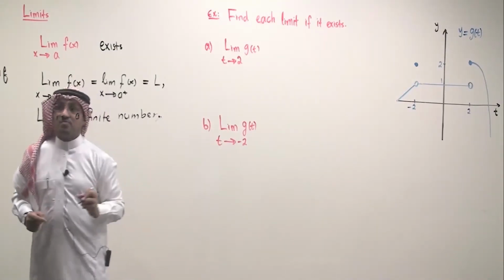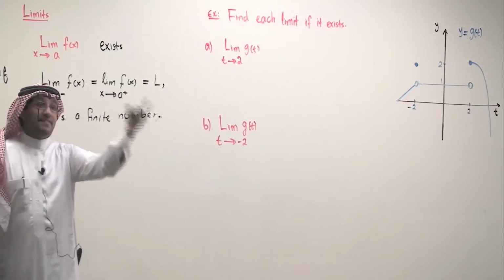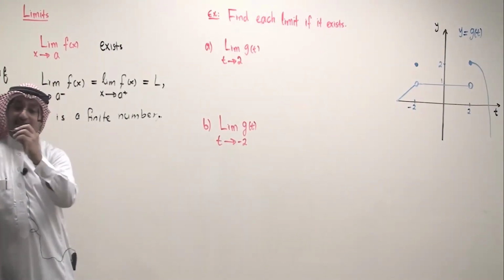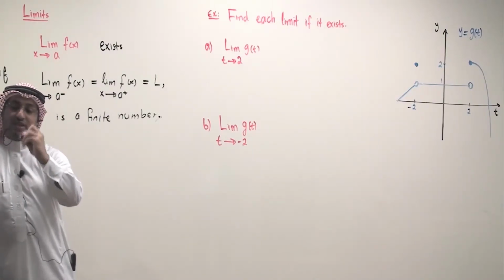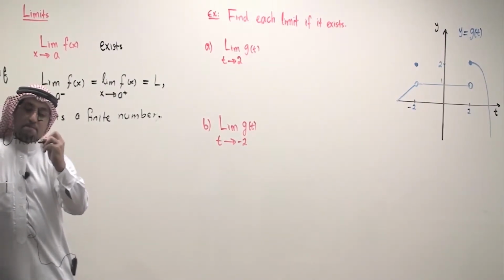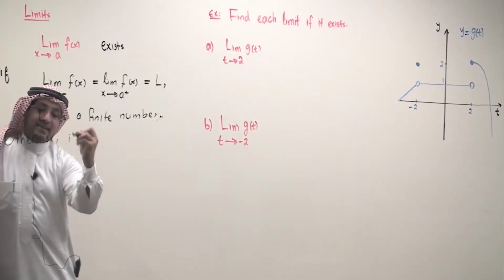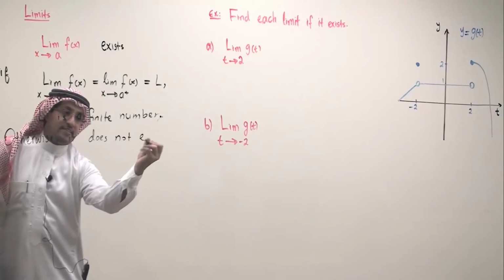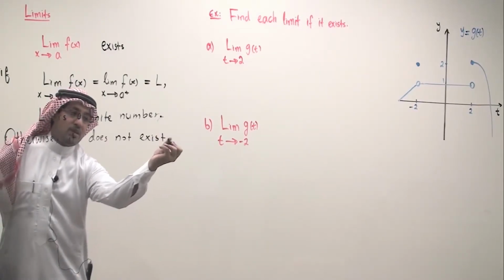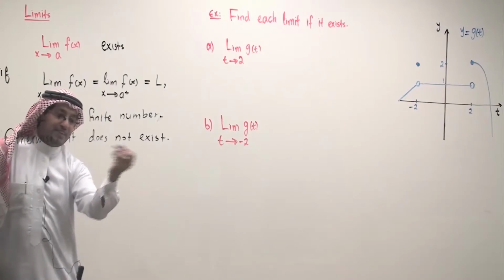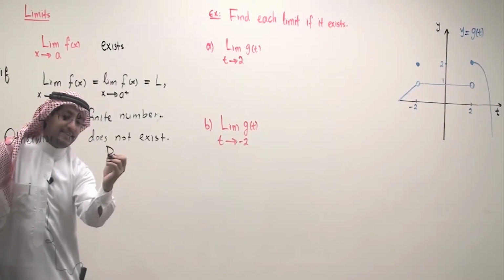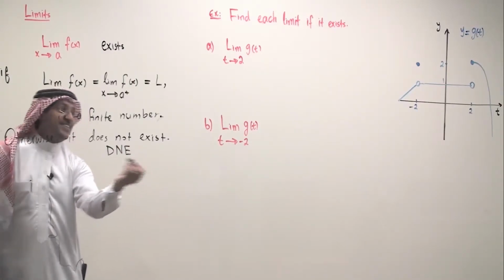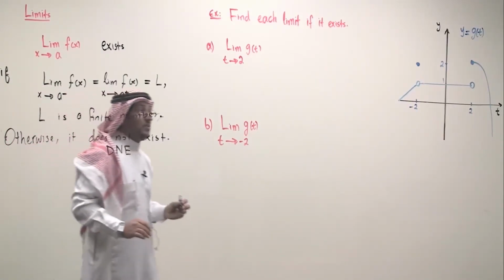Okay, this is it. Now, if this condition is not satisfied, then we will say this limit does not exist. We will abbreviate this by writing DNE for does not exist. Okay, let's see an example here.